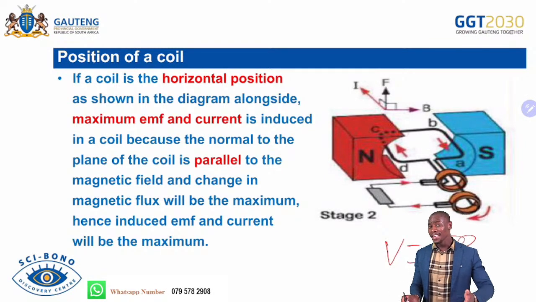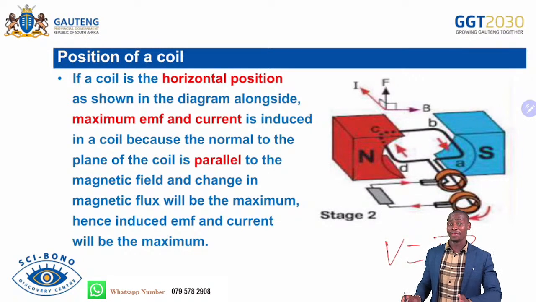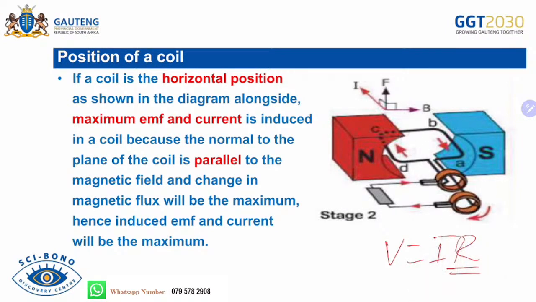So EMF is the maximum when the coil is in the horizontal position. Maximum EMF is induced when the coil is like this, as shown in the diagram. So maximum EMF is induced, maximum current is induced. Why is maximum current induced? It is because the normal to the plane of the coil is parallel to the magnetic field. And if it is parallel to the magnetic field, what about the angle between the magnetic field and the normal to the plane of the coil?